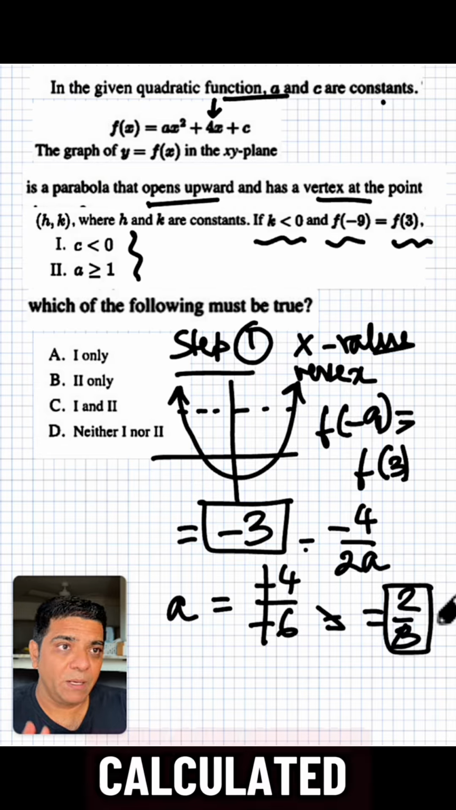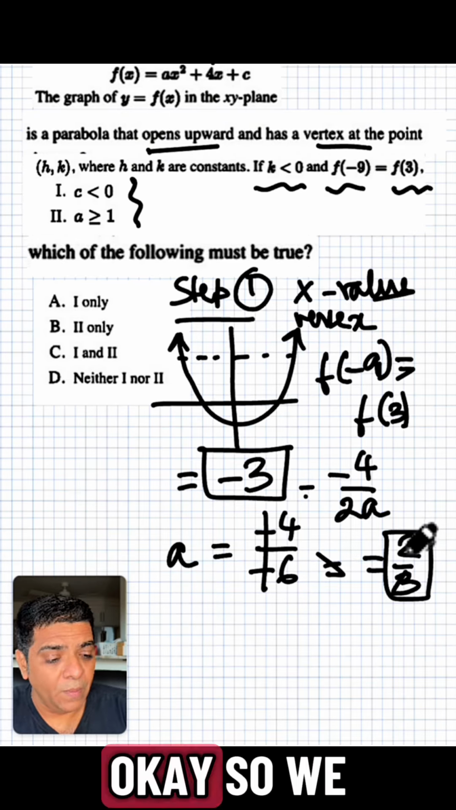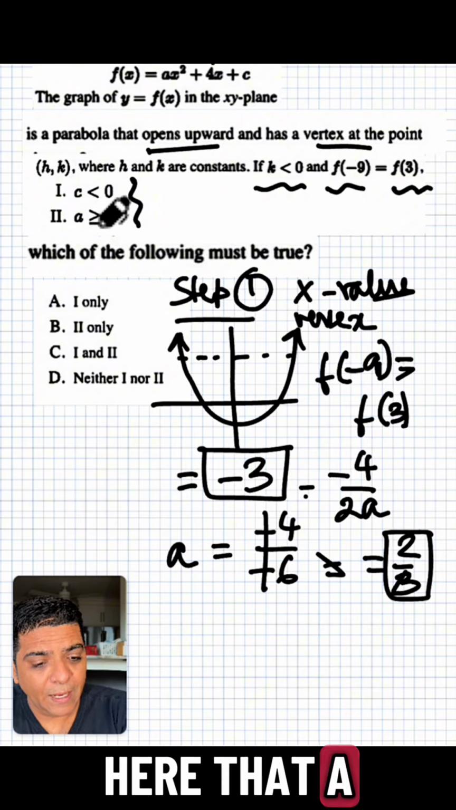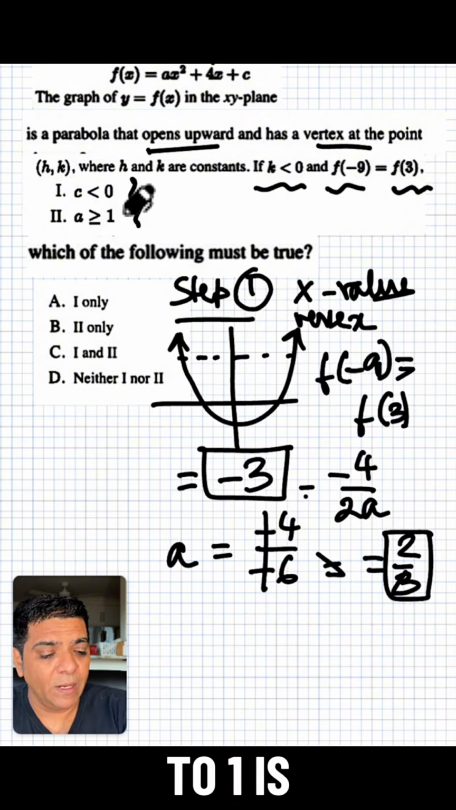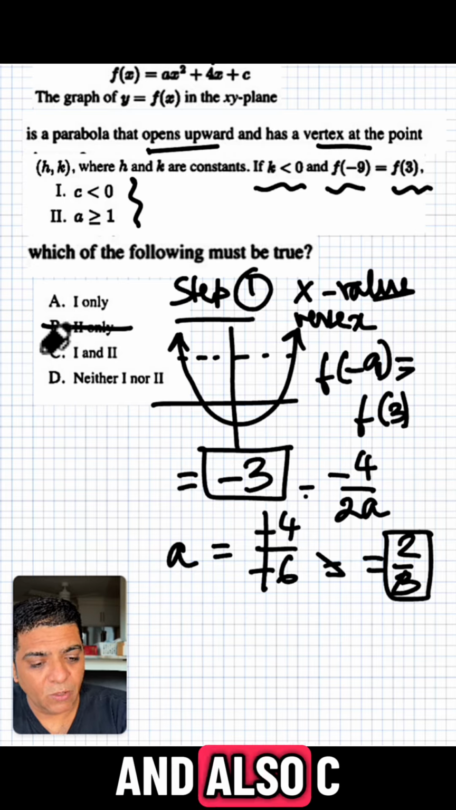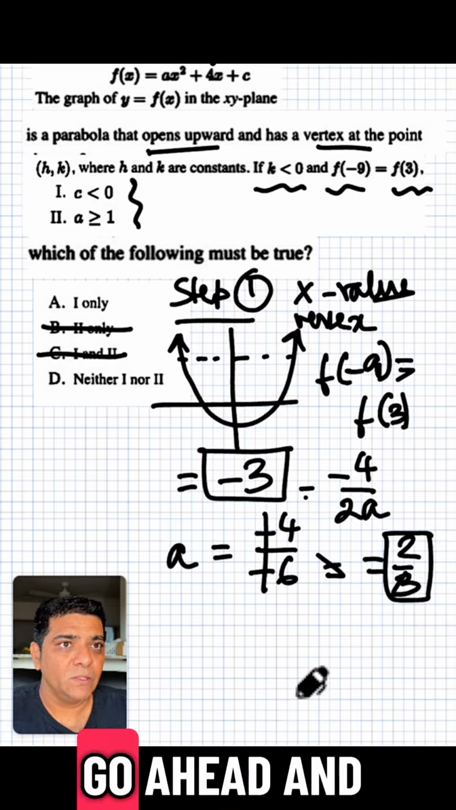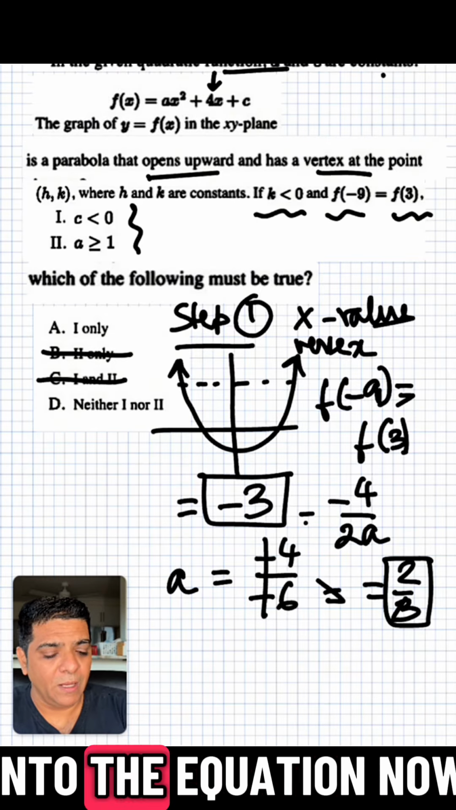Now h has been calculated, the x value of the vertex. Let's find the k. We also see quickly here that the condition a greater than or equal to 1 is not met, because a is 2/3. So we can go ahead and cancel that choice, and also the one that says c is 2, because c is not necessarily 2. So that's also wrong.